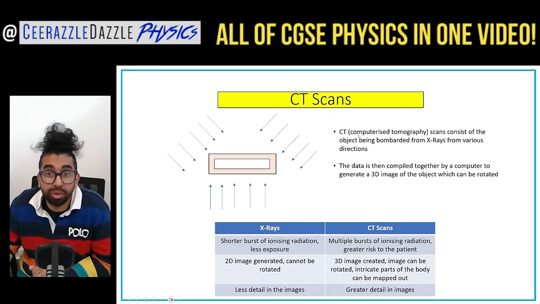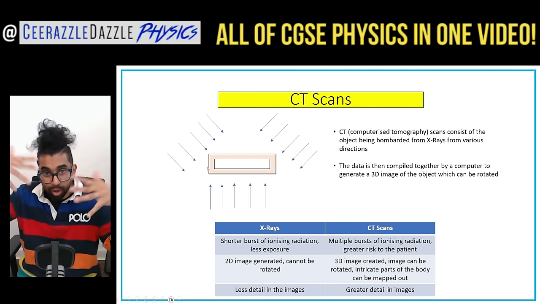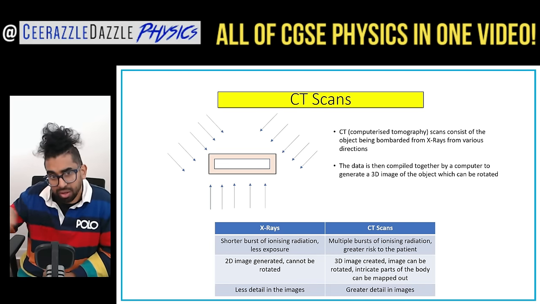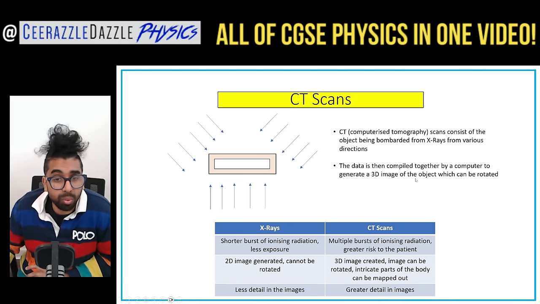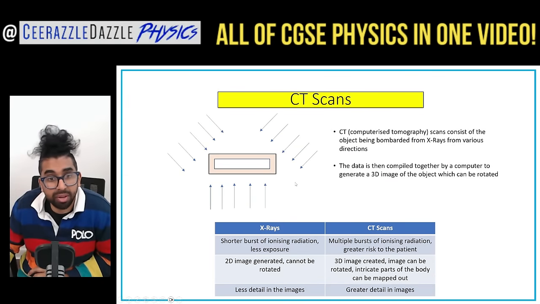CT stands for computerized tomography. Scans consist of objects being bombarded with X-rays in multiple directions. Not just from one way, from multiple directions you're going to get bombarded by X-rays, and it has it on a rotating camera over here. The data is then compiled together. The reason why is because now you can get a 3D image. Previously, it was a 2D image, or top down, but now look, you can get a 3D image.